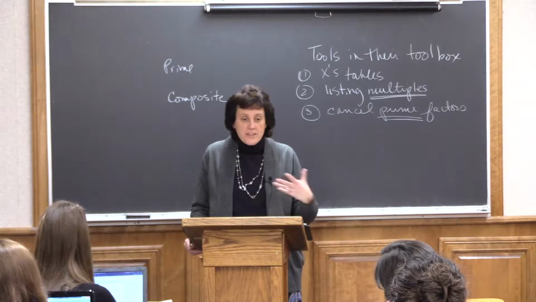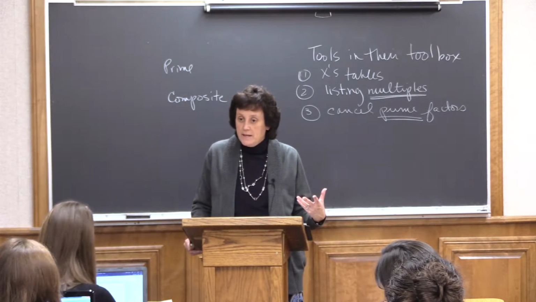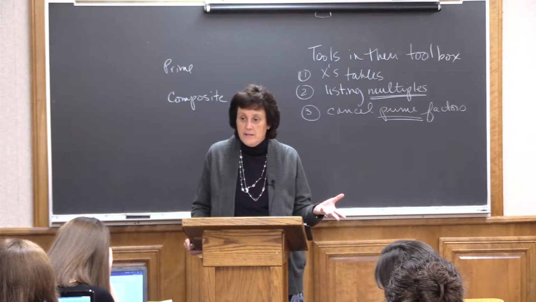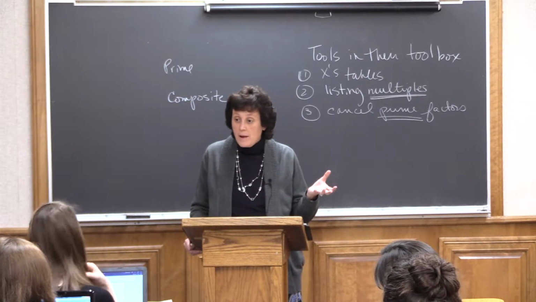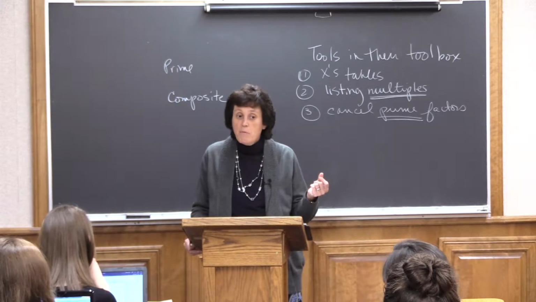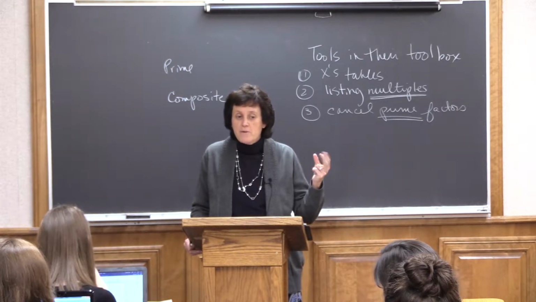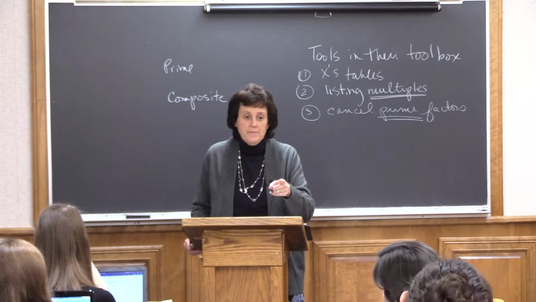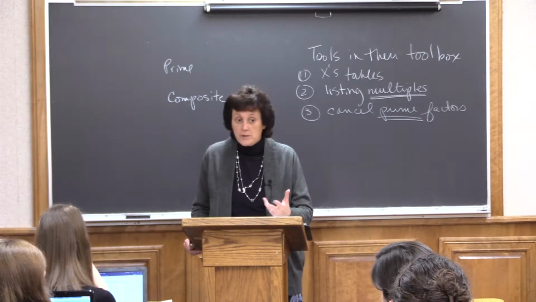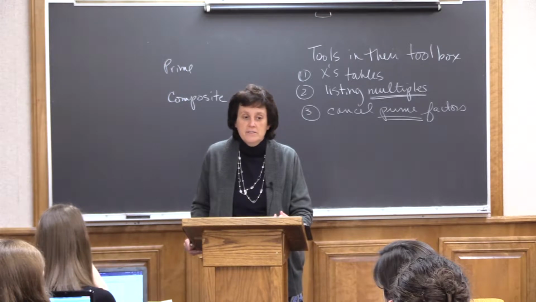Composites then are all of the other numbers that are made up of, not necessarily repeated, but they're made up of more than one prime factor. What about 1? 1 and 0 are 2 special numbers. What are 1 and 0? They're neither prime nor composite. What is 0?